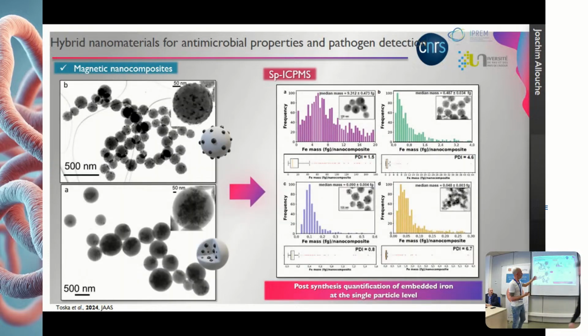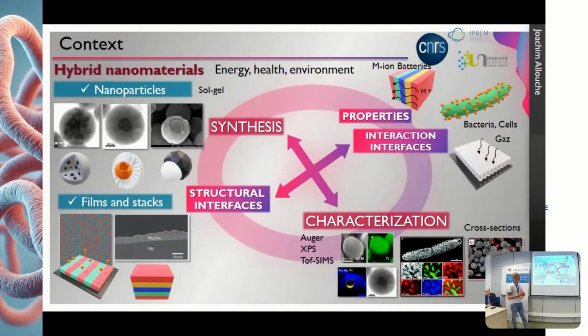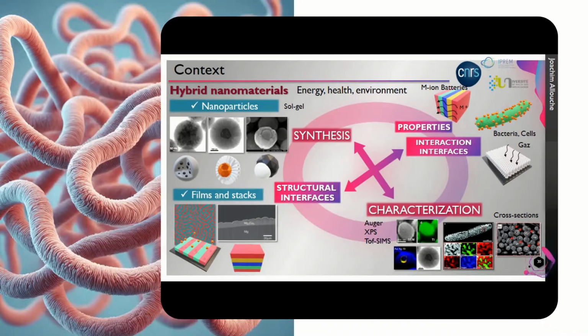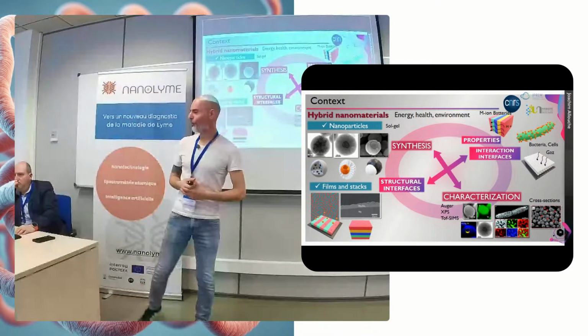And finally, by ICP-MS, we wanted to characterize exactly the amount of iron inside the composite, depending on the structuration of the nanocomposites. So we obtain such results. Typically, we have obtained a quantification of the embedded iron at the single particle level. So I put this slide just to summarize all the activities that we have in the lab. So I finish here for this presentation.